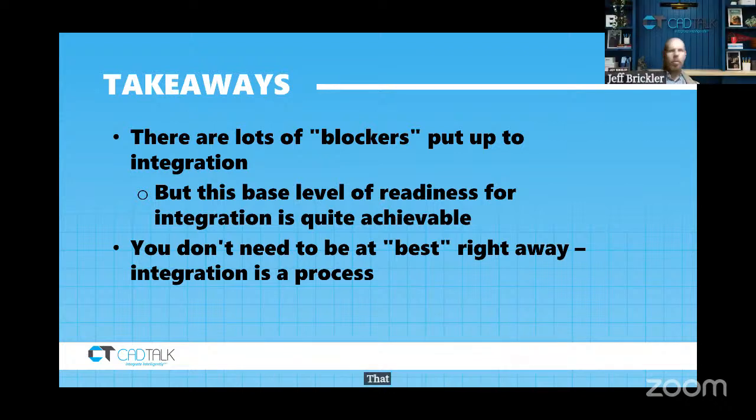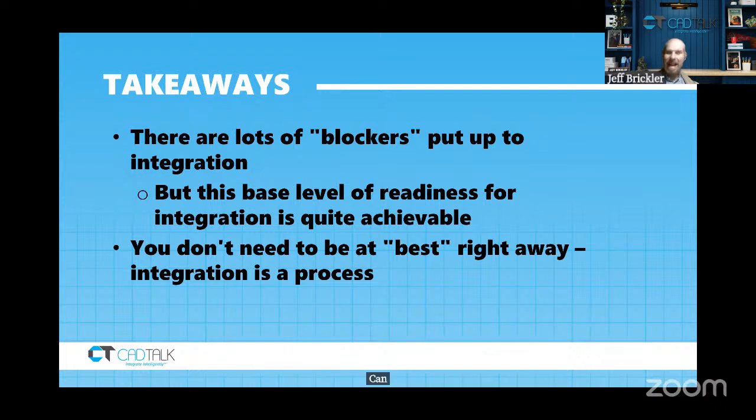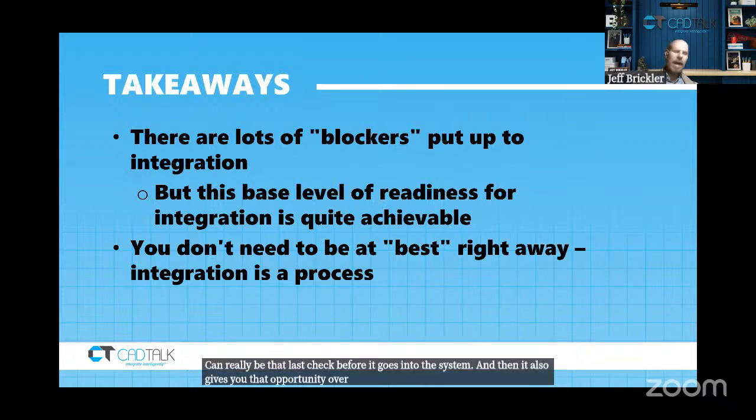I think here are the takeaways, right? People say, oh, I can't do it, I don't have everything. But as long as you have the base level with that interface, with that intermediate step, someone who knows can be that last check before it goes into the system. And then it also gives you the opportunity over time to find new ways to improve the process, to automate even more, right? So it doesn't have to be right the first time.